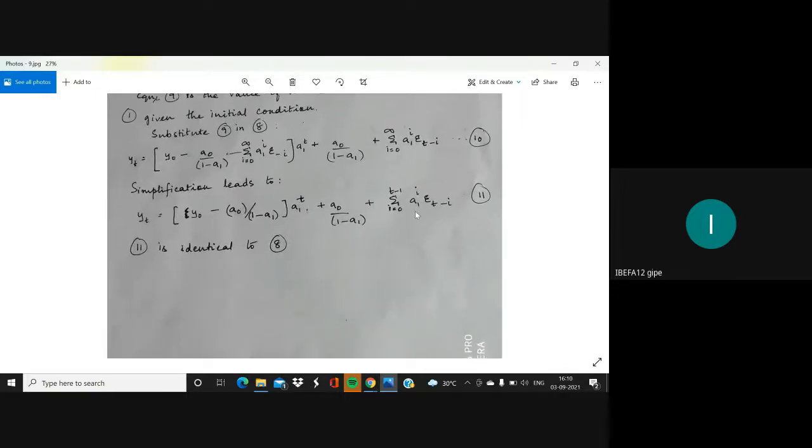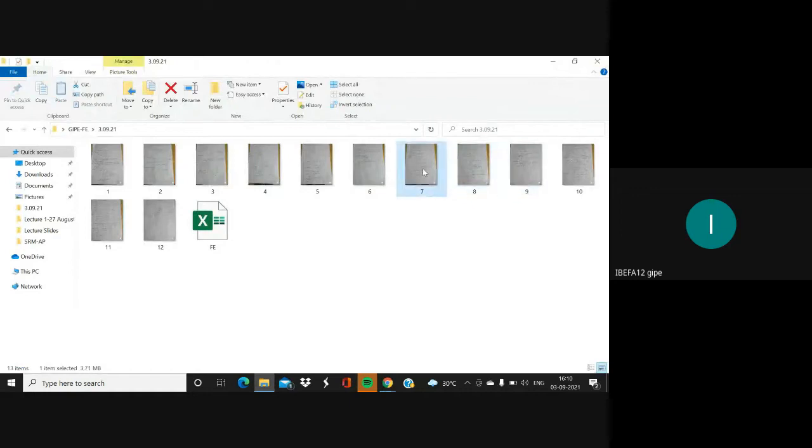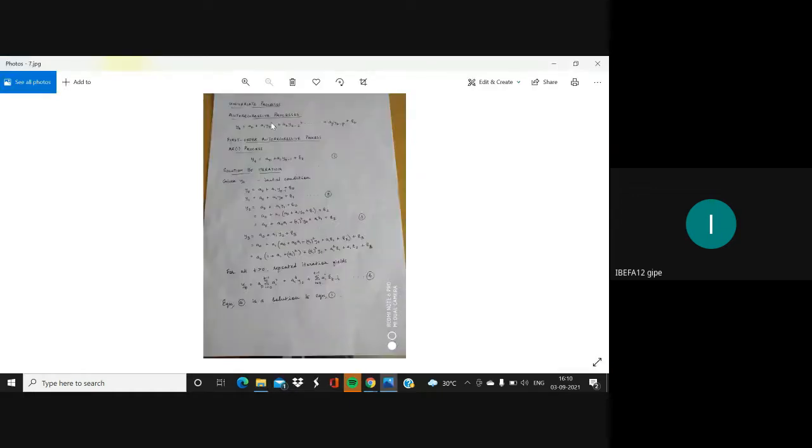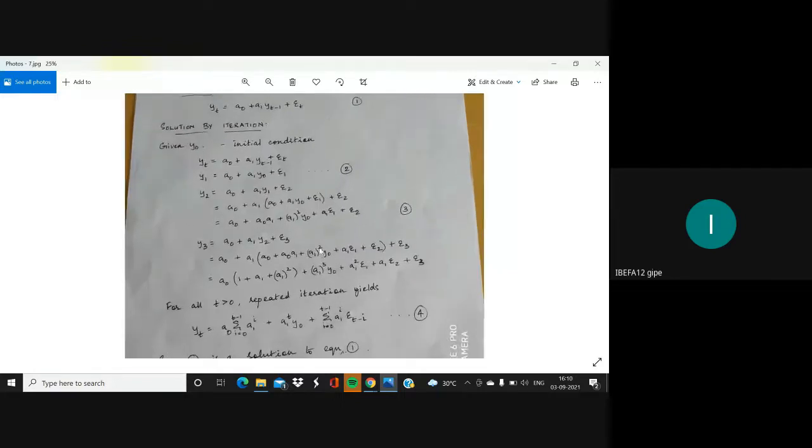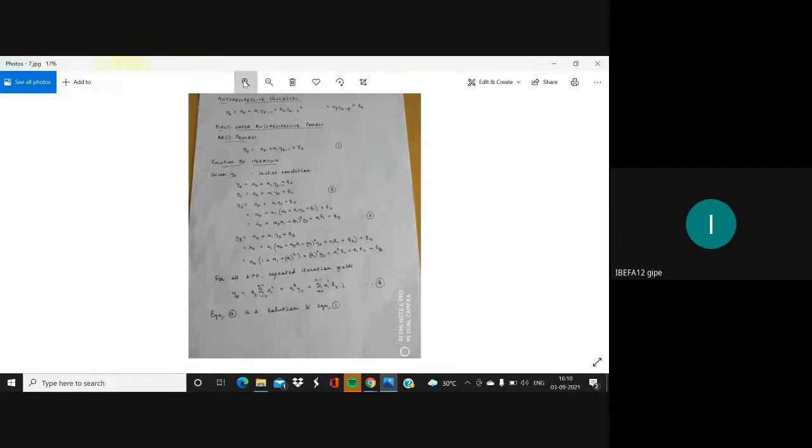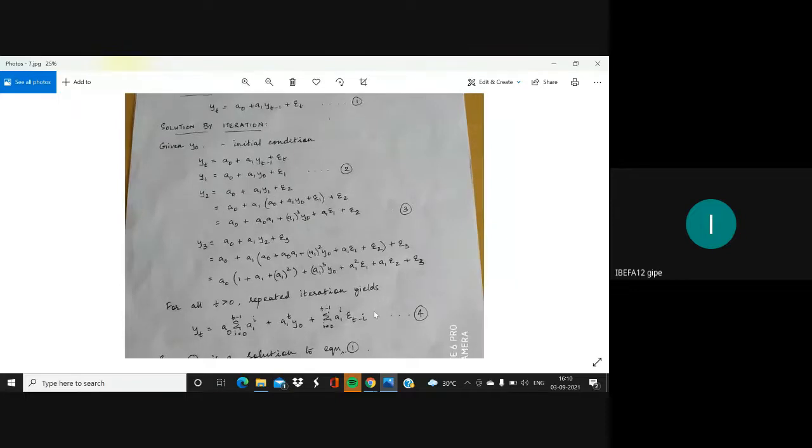Just look at this form of the solution. Keep in mind here that a1 is raised to the power t, and this is attached to the initial condition. Similarly, a1 here is raised to the lag i. i appears in the form of lags, so this comes along with the error terms.